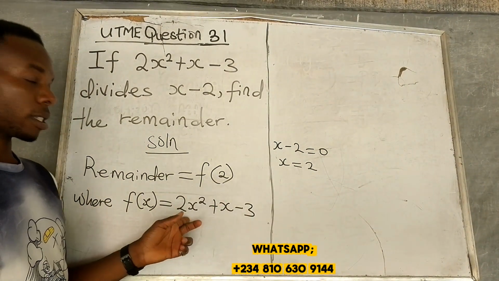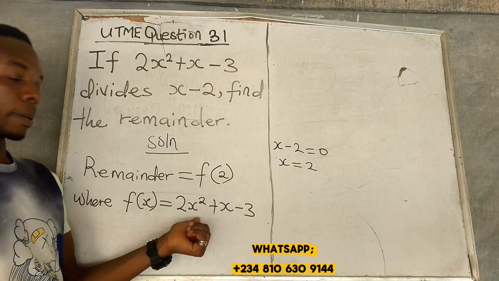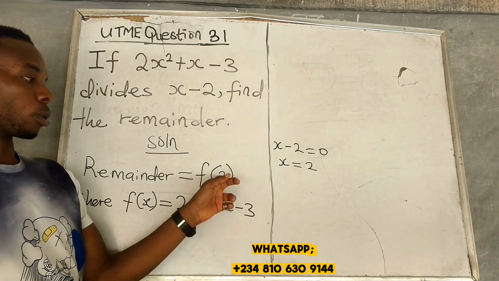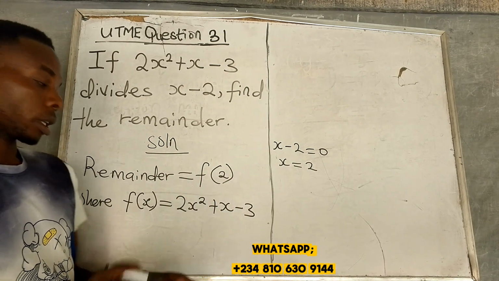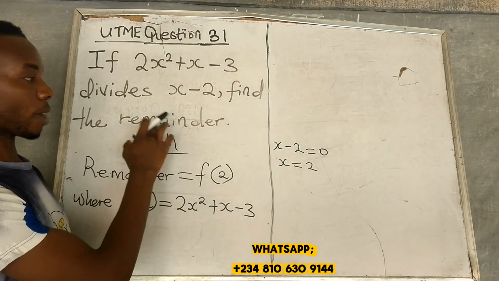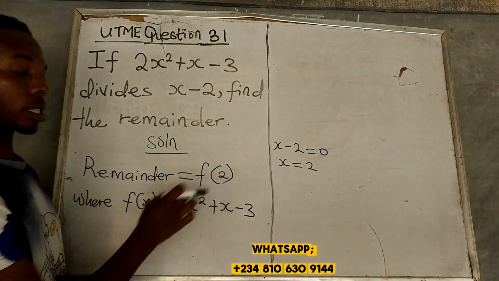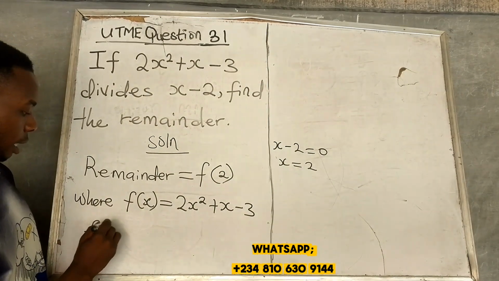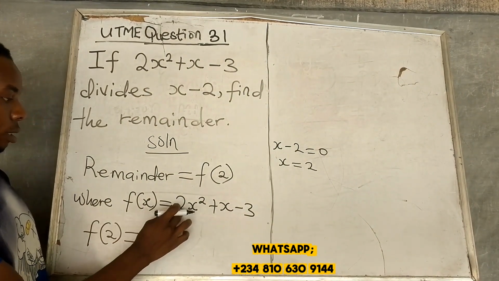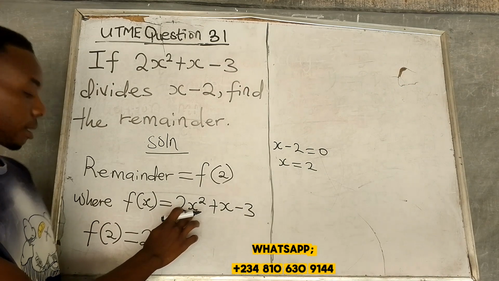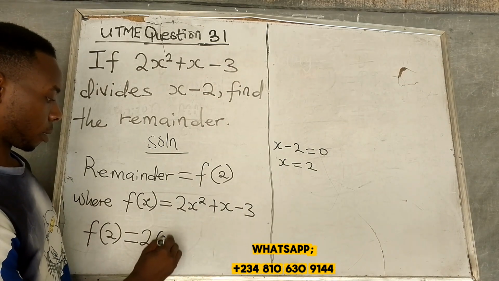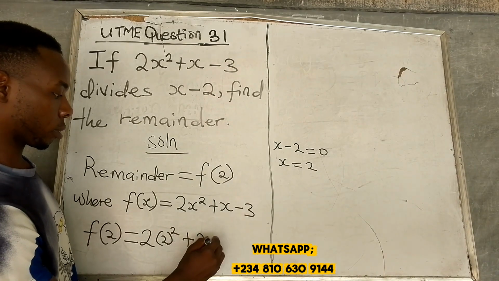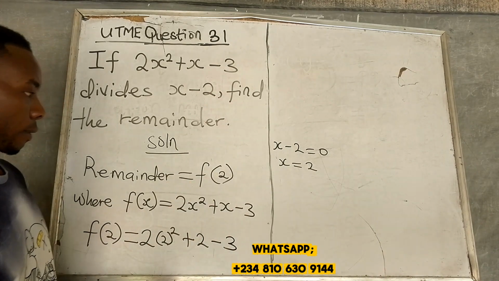This is in respect of this very one here. That means wherever you see x in this place, you input 2. Are you following? Wherever you see x here, you input 2 to find the remainder. Remember that the remainder is equal to f of 2. So f of 2 will be equal to, instead of putting x, I'll put 2 here, then 2 squared, plus, this is x, so I put 2, minus 3, right?